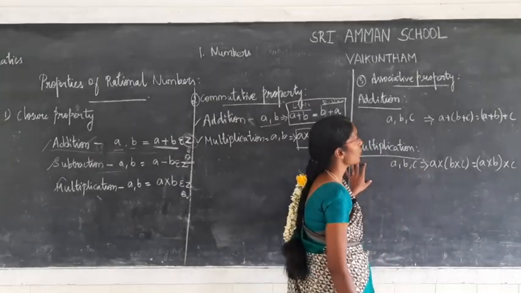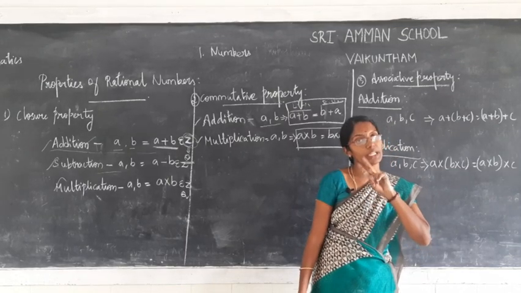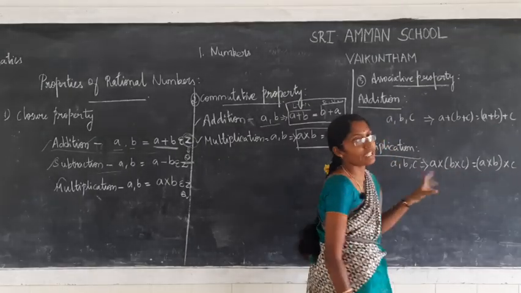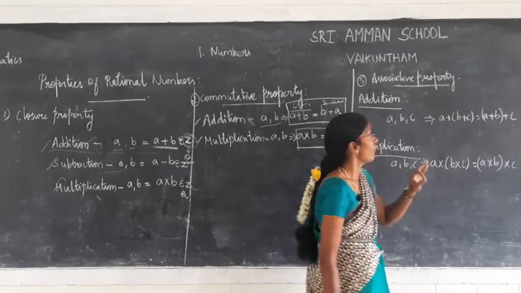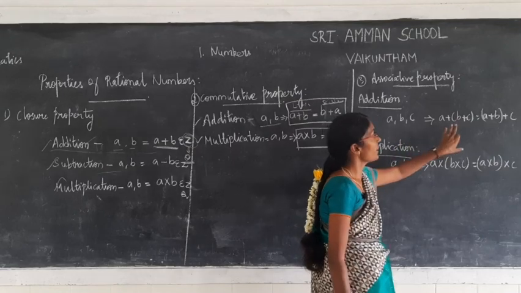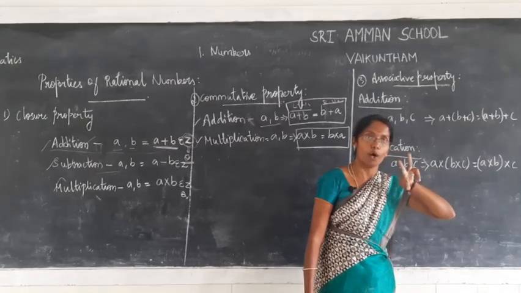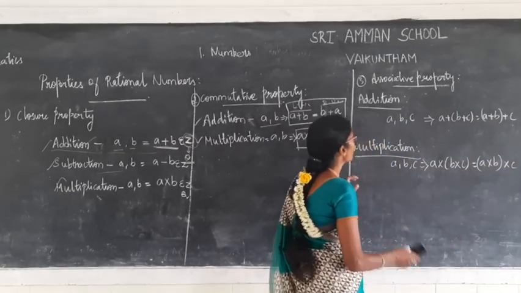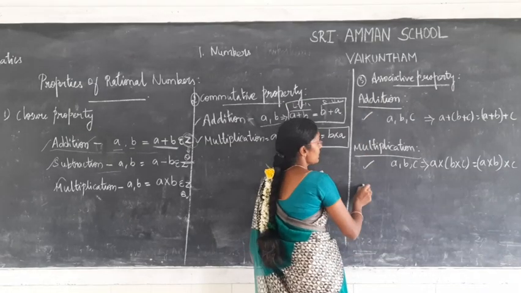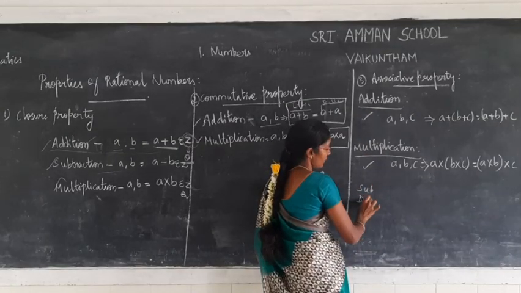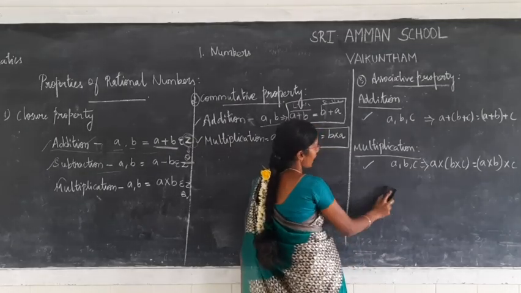For associative property, you will take 3 numbers. For closure property and commutative property, you will take 2 numbers. For associative property and distributive property, you will take, sorry, 3 numbers. For associative property, the operation is the same, but for distributive, there will be 2 operations. We will discuss that later. Associative property satisfies only addition and multiplication. It doesn't satisfy subtraction and division. So we will not go for that. First one, addition.